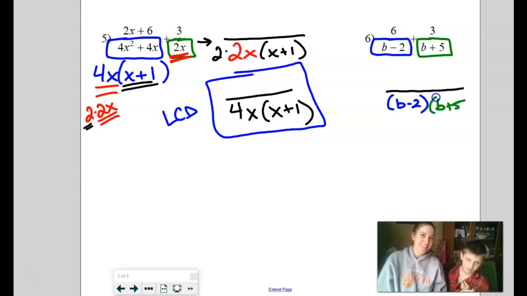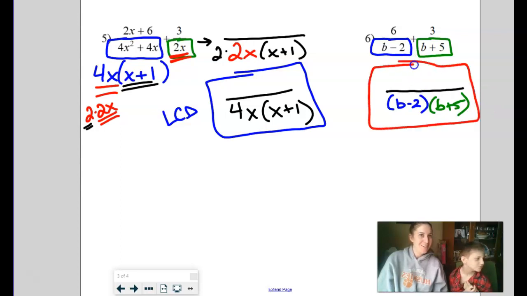B plus 5. He's only 7. He doesn't remember those signs yet. Very good.